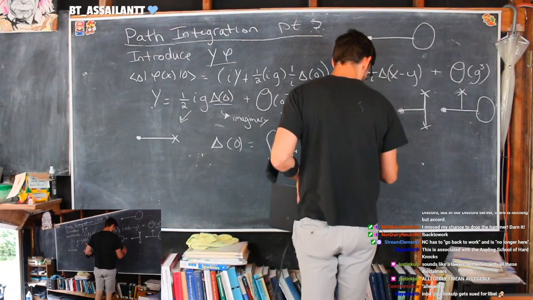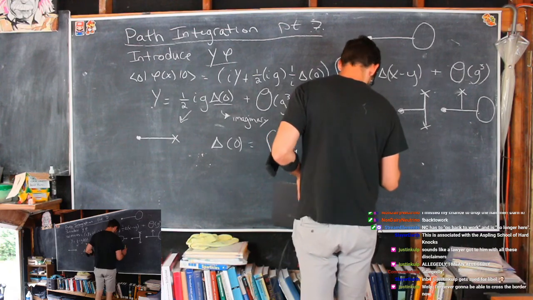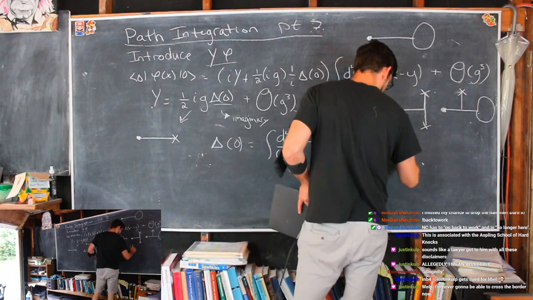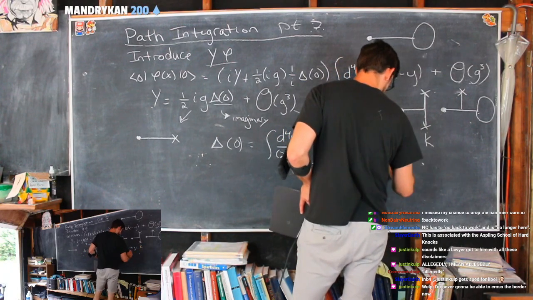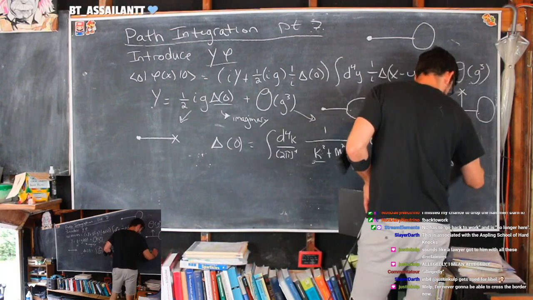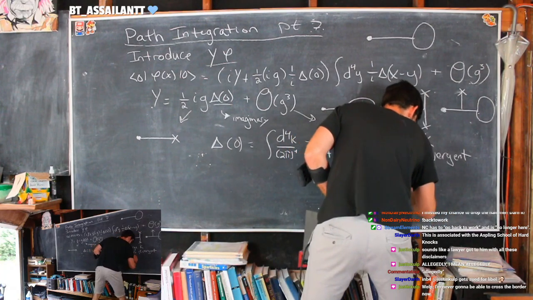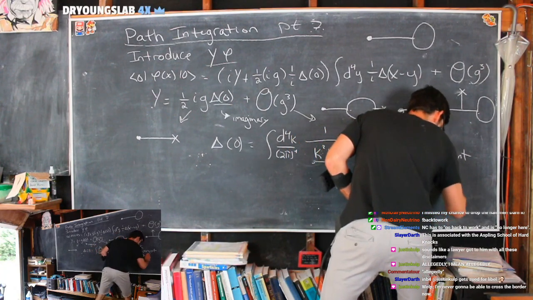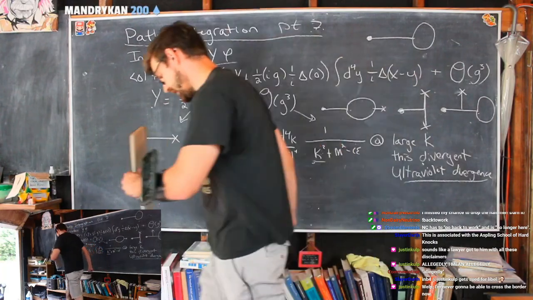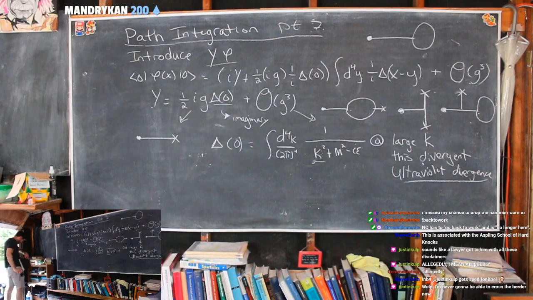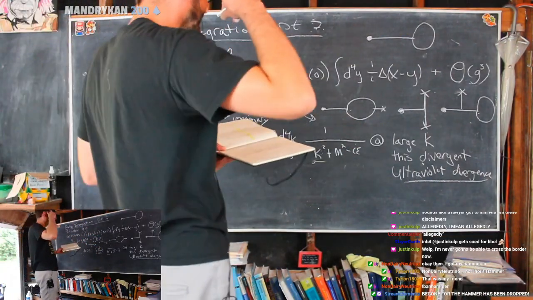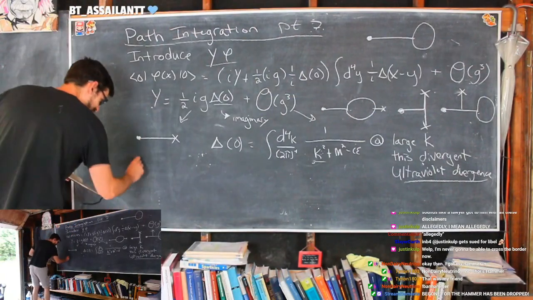So at large k, this is divergent, and this is an ultraviolet divergence. We hear that term a lot. This is what we're talking about when something like this happens. Okay, so because this is divergent, we need to make it not divergent. So we need to introduce another term. So let's introduce another term.